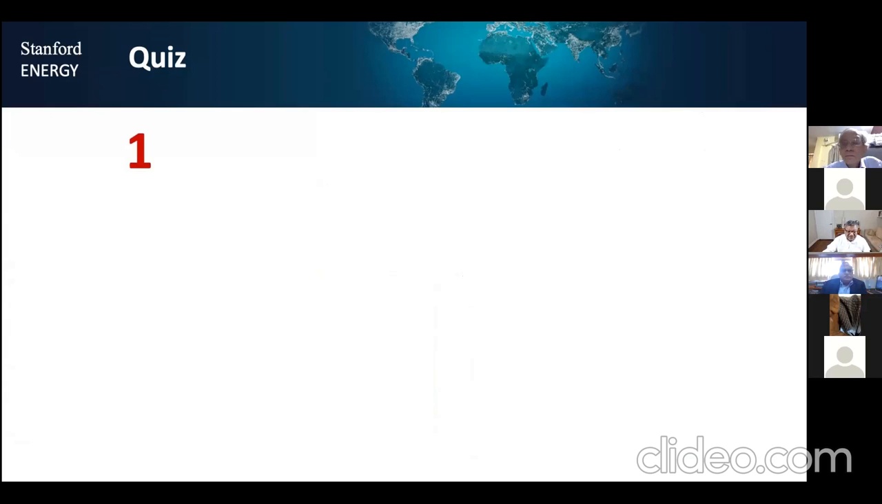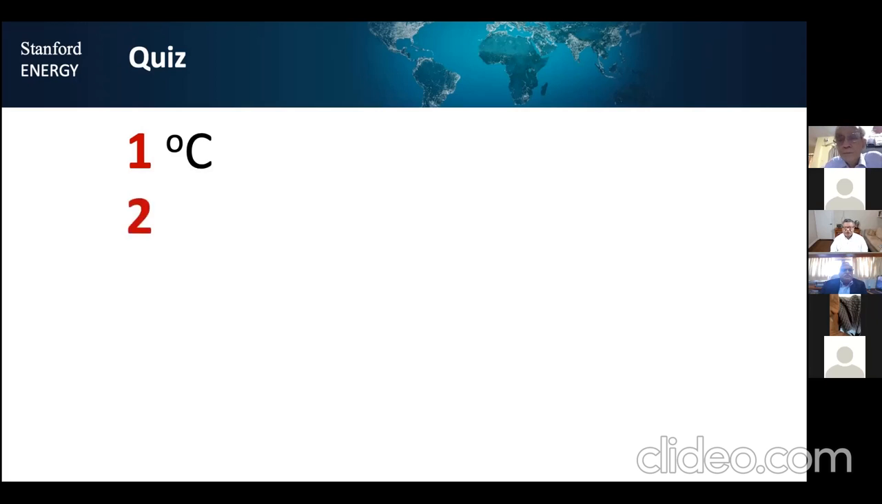I'll give you an answer. This is a quiz, there's no grading in it. The first number is 1 degree Celsius. This is the global average temperature rise since the pre-industrial level. It's about 1.2, but I'd round it off as one.